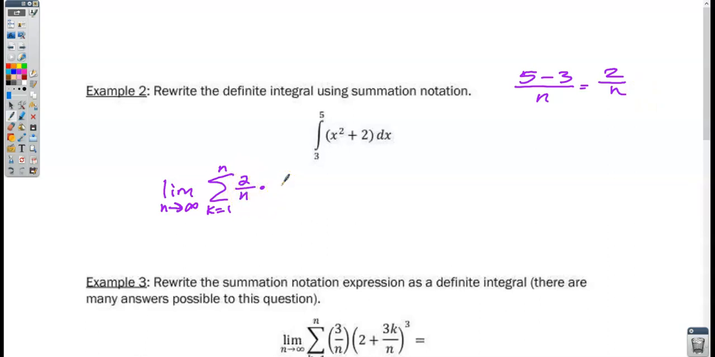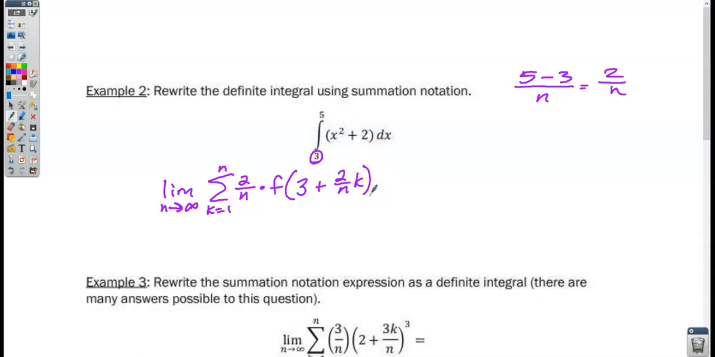And then we're going to multiply that by the function. And again, we're going to utilize this template. Lower limit of integration, 3, plus the width of each rectangle times k.